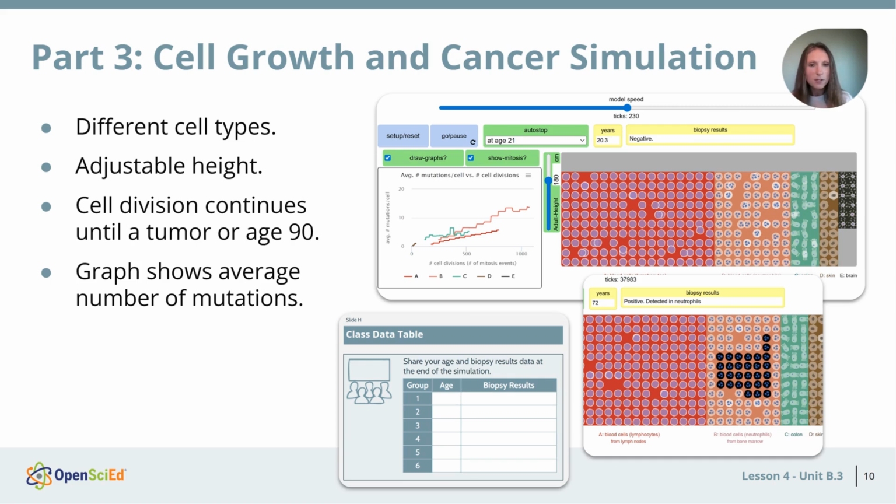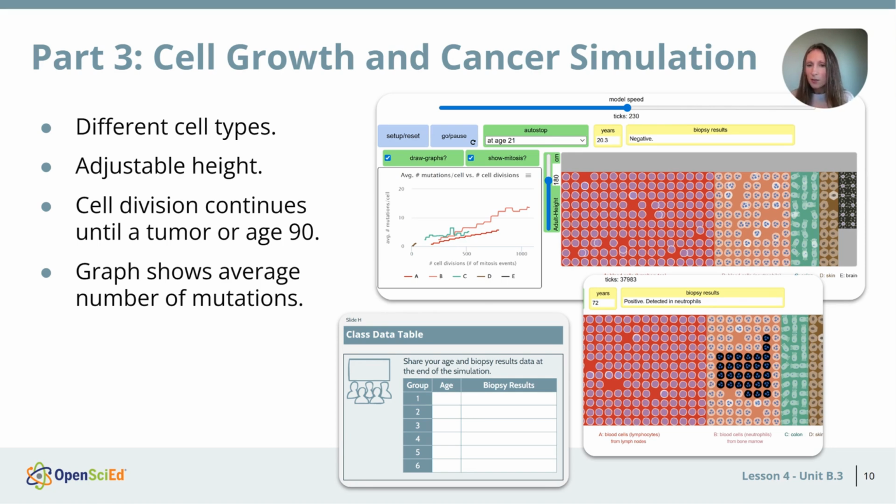One of my favorite moments with this simulation comes at the beginning when students adjust the height and see what happens to the number of cells. They notice that taller people have more blood, colon, and skin cells, but the number of brain cells stays the same. My next favorite moment is when they start the simulation and realize that the brain cells don't divide very quickly. This leads to some fun conversations about the brain.